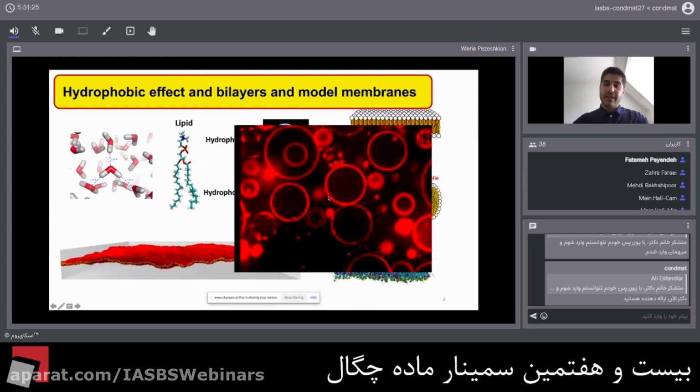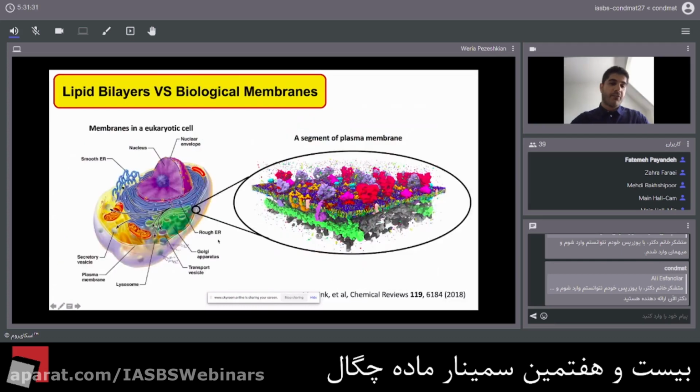And then this is a schematic view of all membranes in a eukaryotic cell. You can see they exhibit a diverse range of shapes, from an almost planar plasma membrane to the highly curved shapes of smooth ER, Golgi apparatus, or mitochondria. Not only is the shape complex, but membranes are also very complex in their composition.